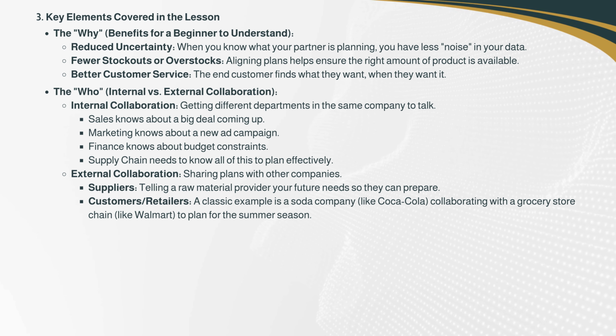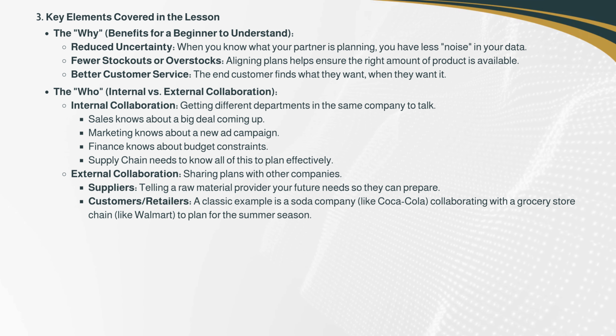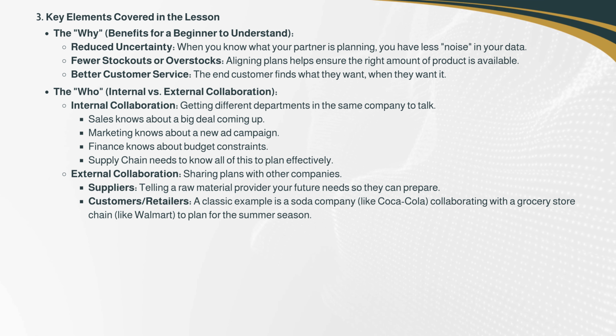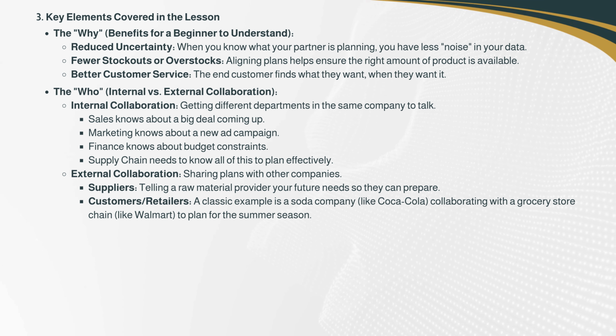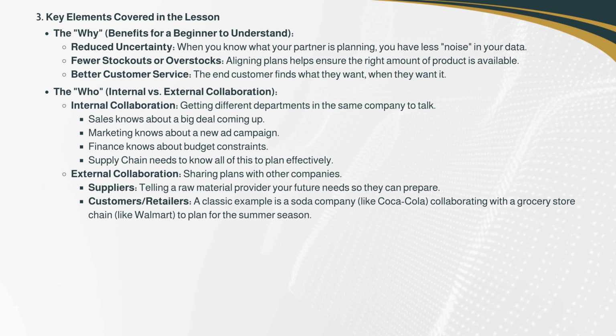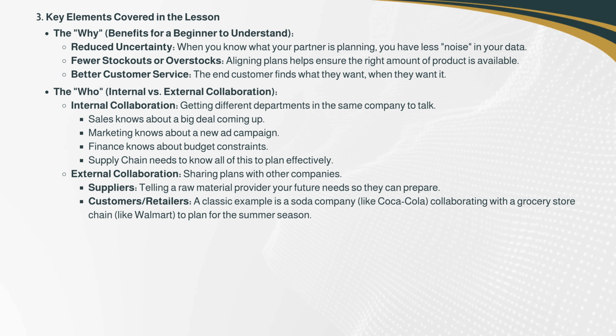External collaboration. Sharing plans with other companies. Suppliers. Telling a raw material provider your future needs so they can prepare. Customers, retailers. A classic example is a soda company, like Coca-Cola, collaborating with a grocery store chain, like Walmart, to plan for the summer season.